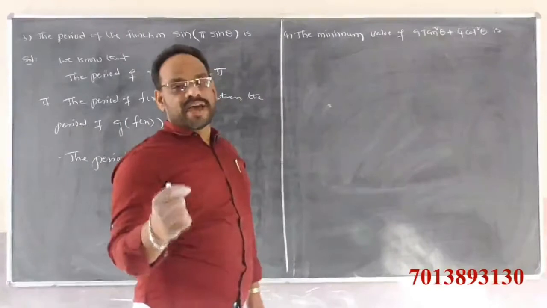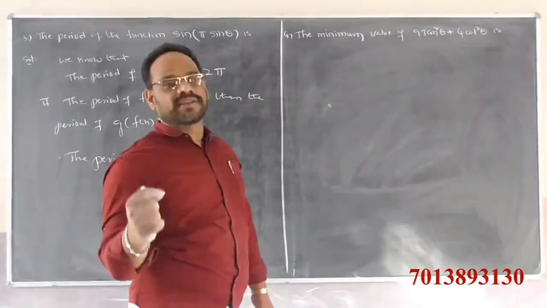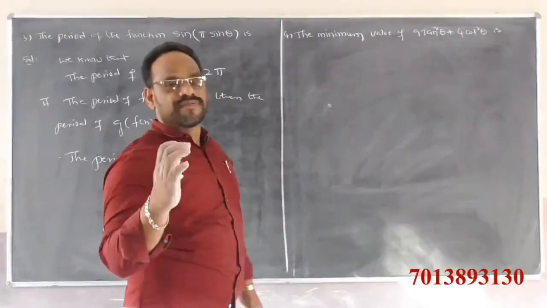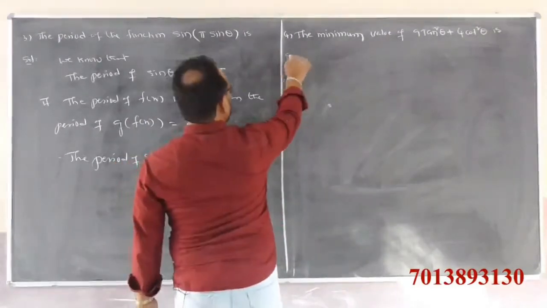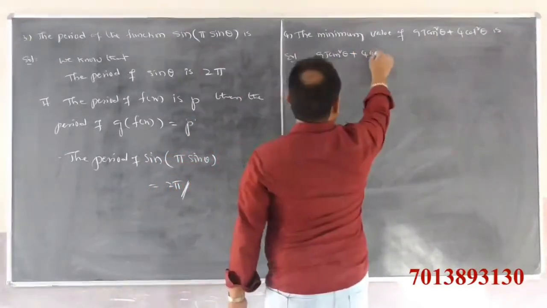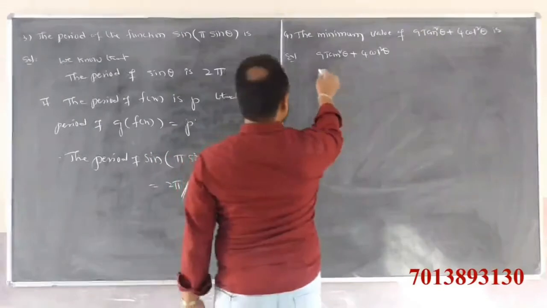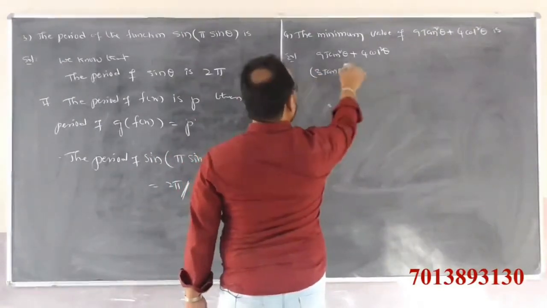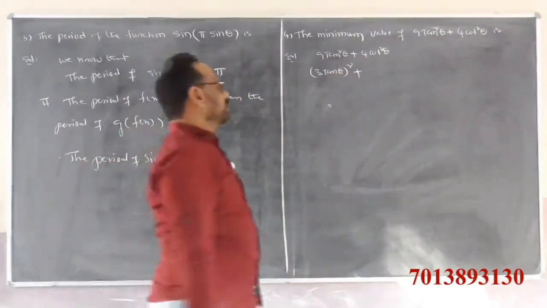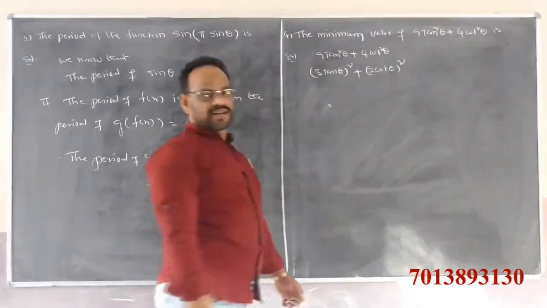Observe here, we want the minimum value of 9 tan square theta plus 4 cot square theta. Solution: they gave 9 tan square theta plus 4 cot square theta. 9 tan square theta can be written for our convenience as (3 tan theta) whole square, and 4 cot square theta can be written as (2 cot theta) whole square.